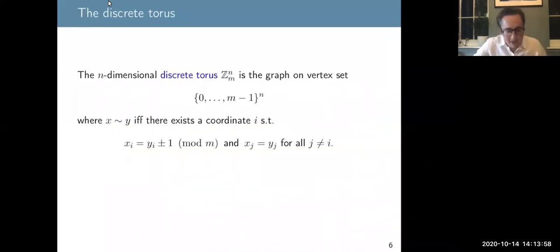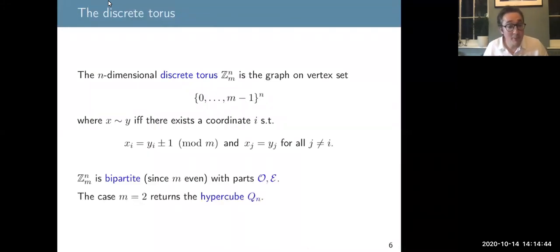So the setting I'm going to be looking at is the discrete torus. So this is the lattice, but now I've put these periodic boundary conditions on. So formally, the discrete torus is the graph on vertex set {0, ..., m-1}^n, so strings of length n, where my entries are 0 up to m-1. And I'm going to join two vertices if they differ in exactly one coordinate, and in that one coordinate, they differ by 1 modulo m. So this is the discrete version of the torus. And crucially here, I'm going to be thinking about m fixed and n large. This is why I'm saying this regime is combinatorial.